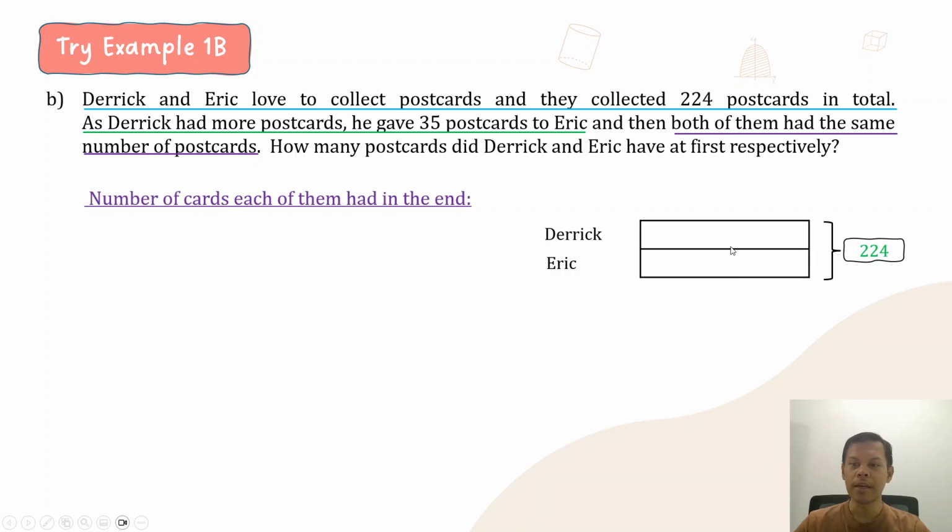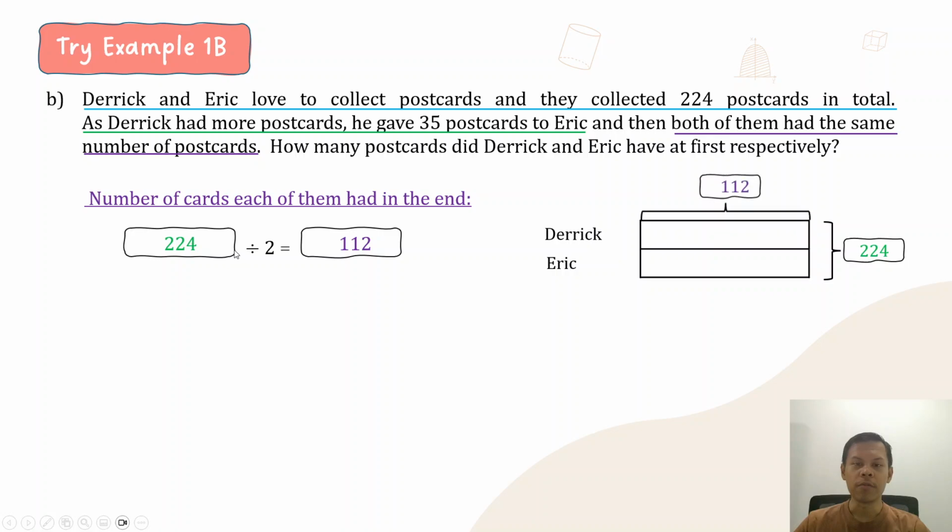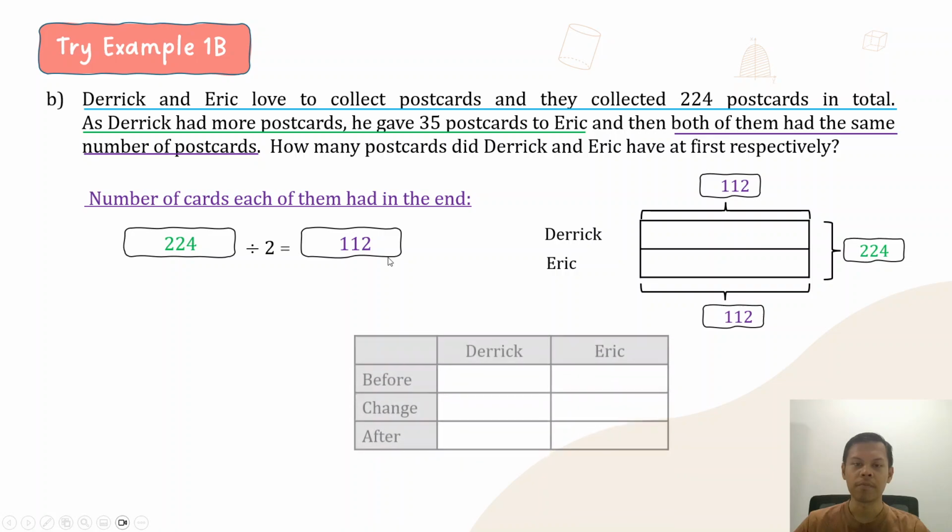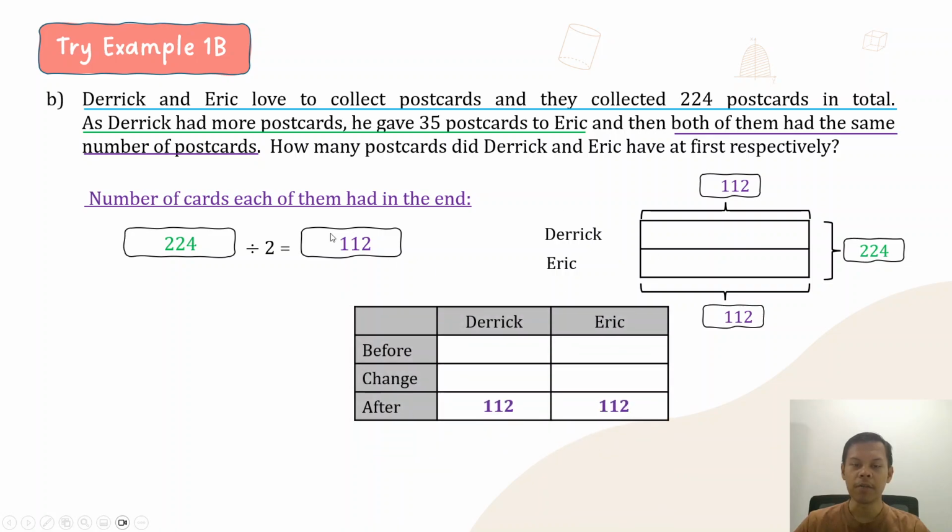Okay, so at the end, 224, we need to divide by 2. Then it's going to be 112. Draw the before and after table, 112 here, 112 here. What's the change here? Derek had more postcards. He gave 35 to Eric. So from Derek's point of view, is it going to be plus or minus? Exactly, it's going to be minus. While for Eric, it's the opposite. It's going to be plus.